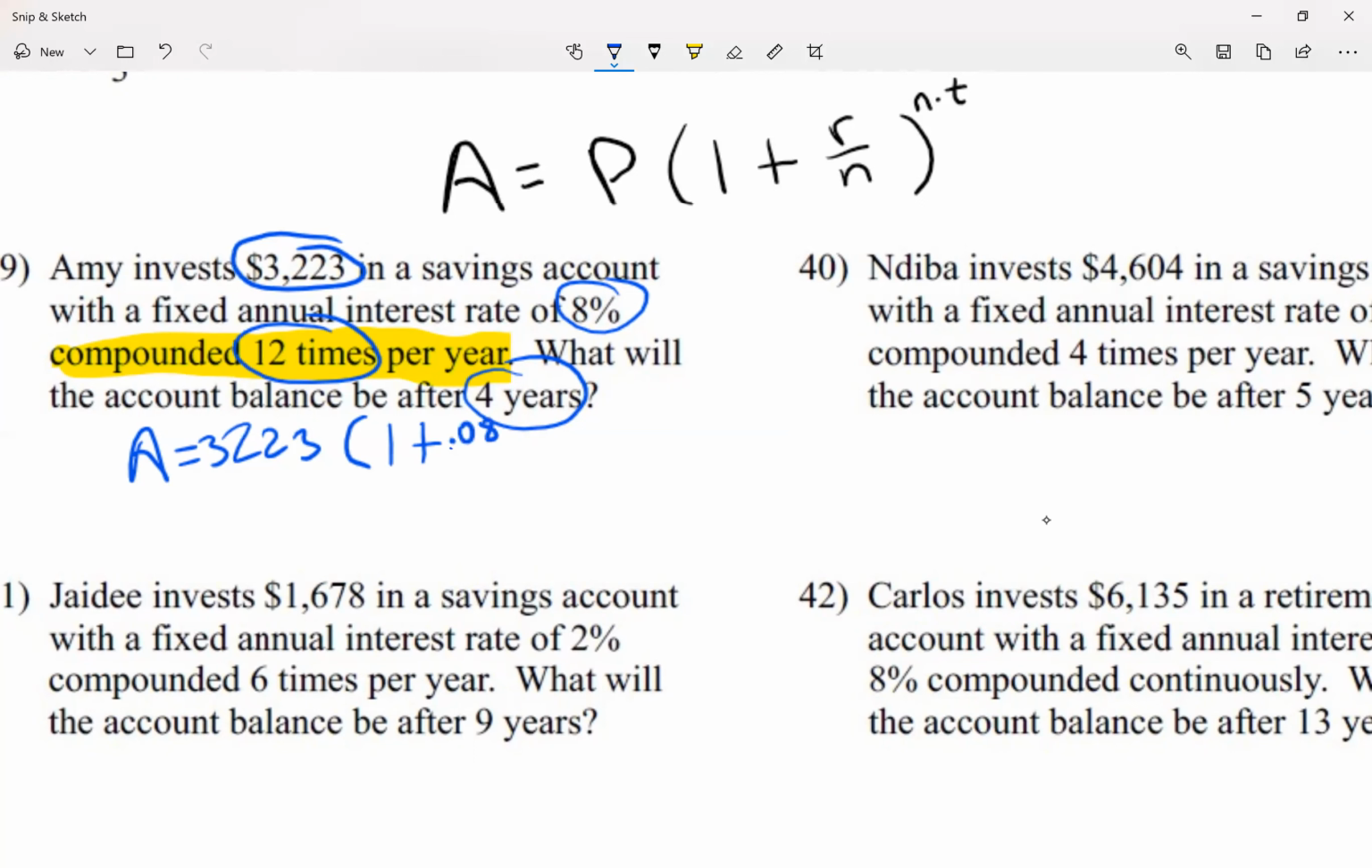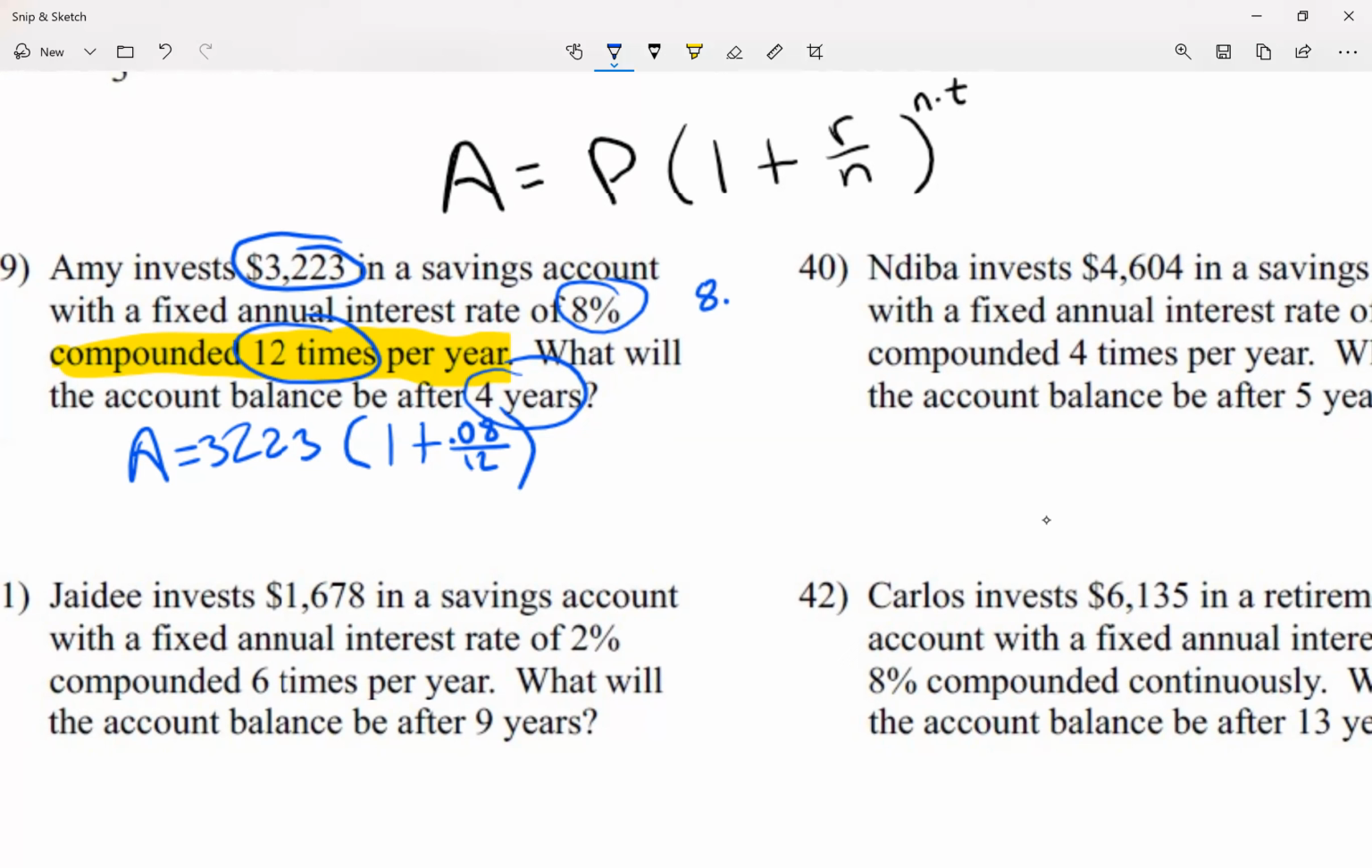0.08 over. Now, whenever we go from a percent to a decimal, we have to move the decimal 2 places to the left. 8%, I see that as 8 point. It's a whole number. Move the decimal 2 places to the left, and that's how I got the 0.08. Okay. And then my N, at the bottom of my fraction, let me put 12. The 12 is because it gets compounded 12 times per year.